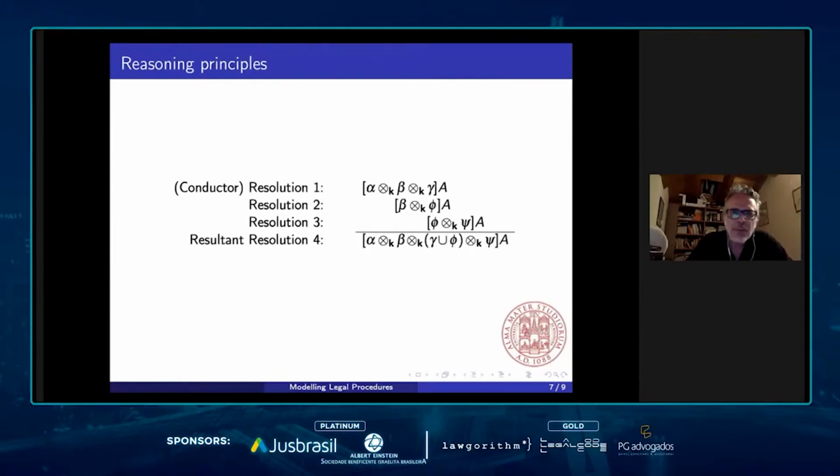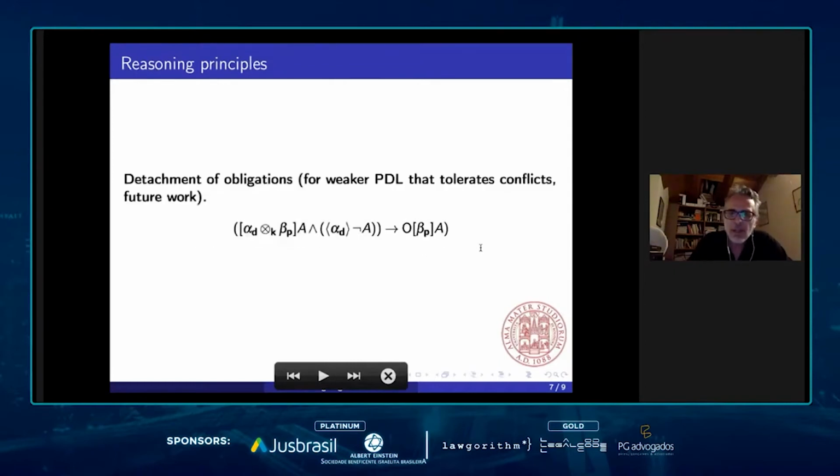Then we have also this principle, which basically allows for combining different orderings. So suppose we have alpha preferred over beta, and beta over gamma. And then you have beta preferred over phi, and then we have phi preferred over psi. Then you may compose that you can say that alpha is preferred over beta, which is preferred over gamma or phi, and then you have psi.